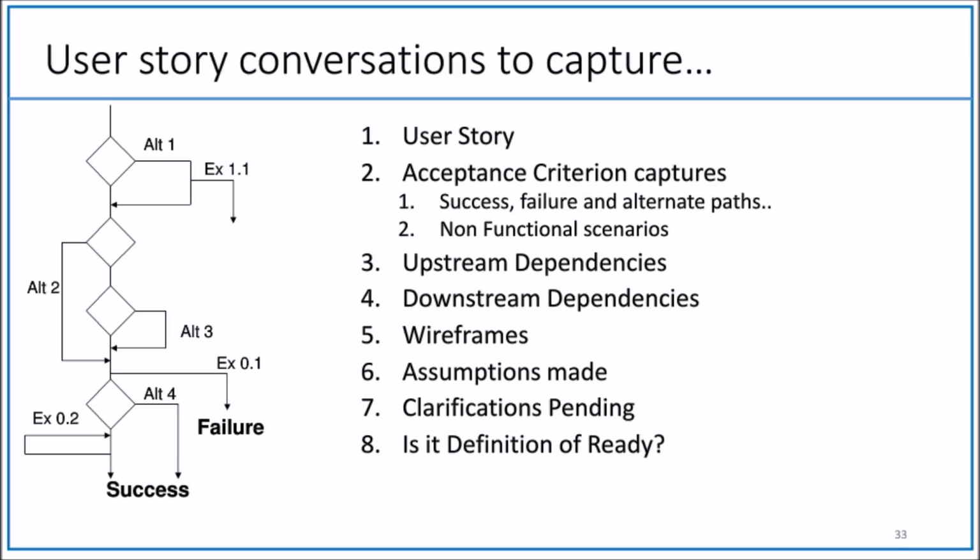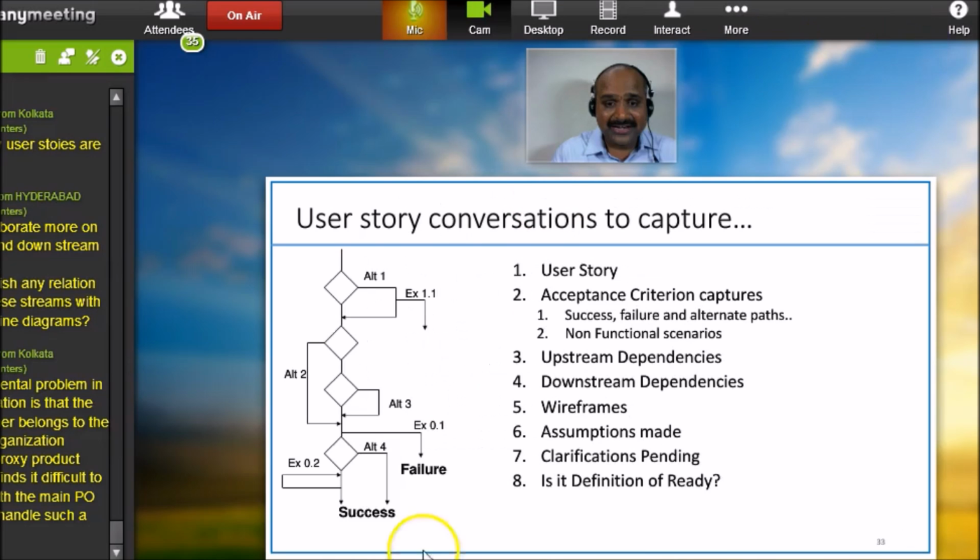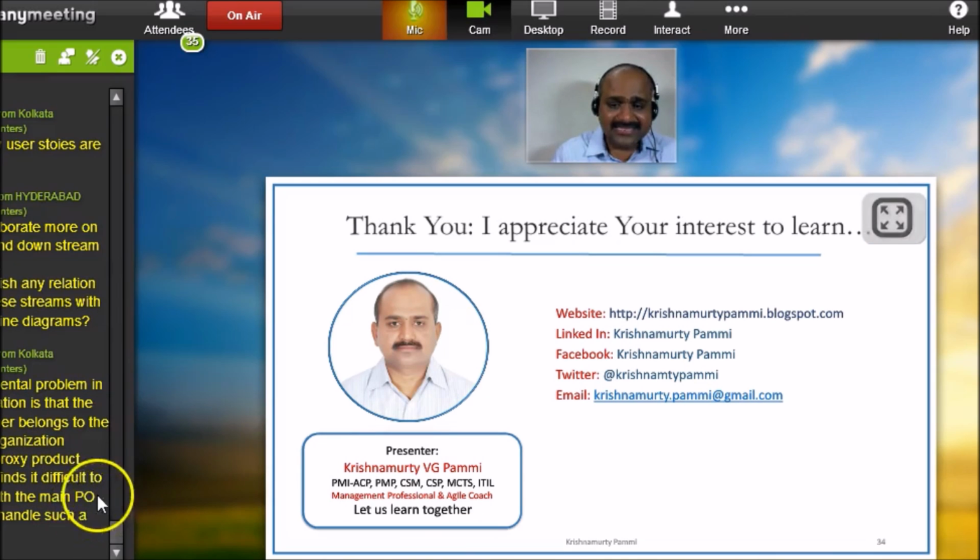When I say user story, it's not just a template following: as a user, I want this functionality so that I can achieve this. That's not the only thing. That's only, if you see here, just 1/8 of it. You need to have acceptance criteria. You need to think about upstream dependencies, downstream dependencies, wireframes, assumptions, clarifications pending, and is it definition of ready or not. So these are the things we need to focus on while grooming stories. So my dear friends, let me take some questions now.